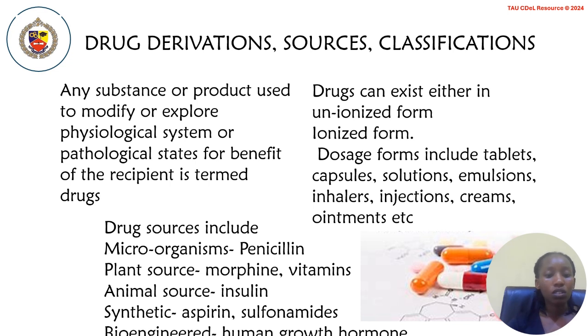Drugs have different sources. Some are gotten from microorganisms. These include the penicillin drugs we are all familiar with. Others are gotten from plant sources, like the vitamins and morphine. We have those gotten from animal sources, like insulin for diabetic patients. We have those from synthetic sources, like aspirin, the sulfonamides, and other drugs. Then we have those that are bioengineered, like the human growth hormone.